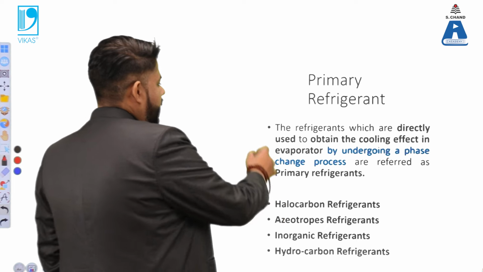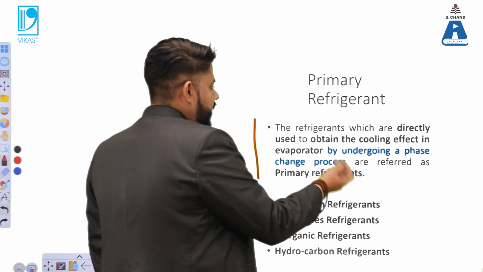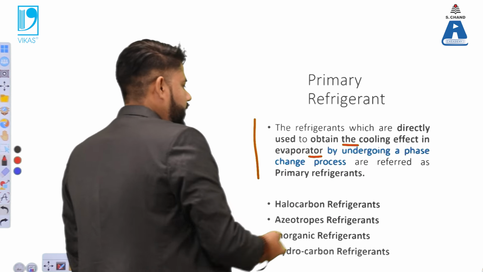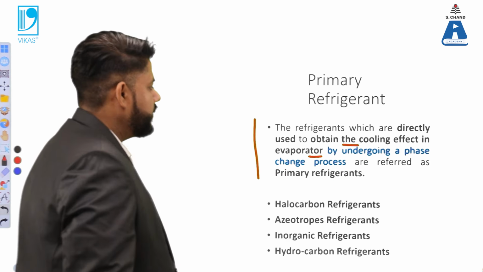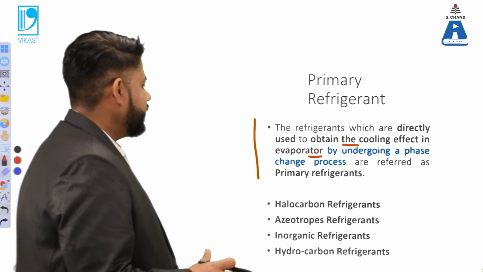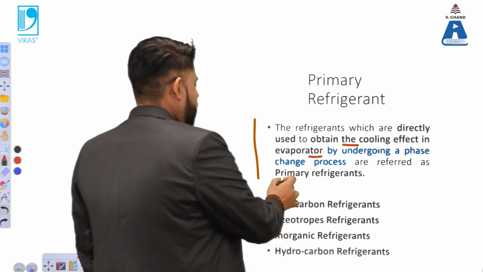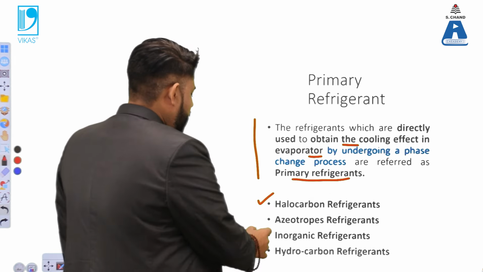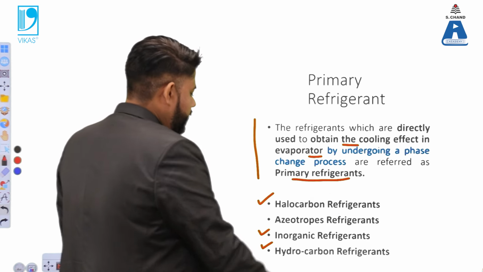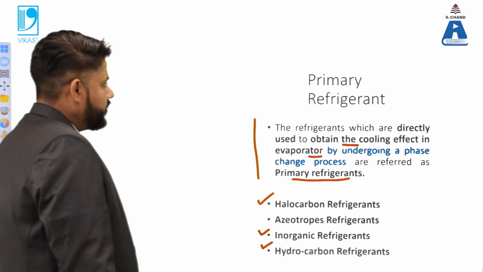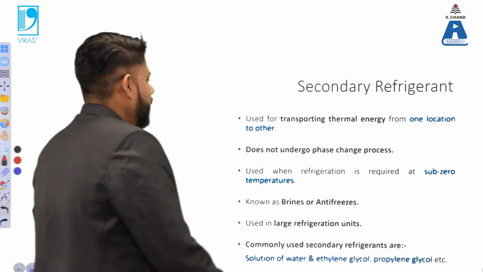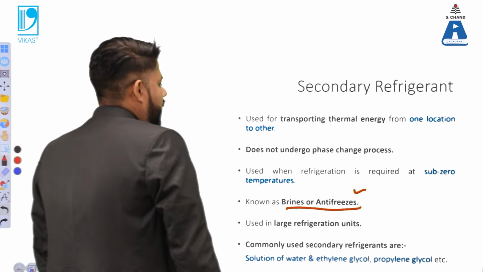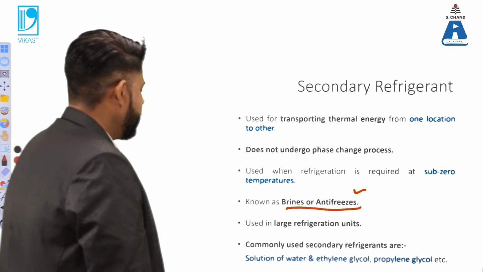If I look at the primary refrigerant, as I have told you, it is directly used to cause the cooling effect in the evaporator by undergoing phase changes, and that is why it is referred to as the primary refrigerant. Certain examples are halocarbons, azeotropes, inorganic refrigerants, or hydrocarbon refrigerants. And the secondary refrigerants, as I have already told you, are brines or antifreezes, and they do not undergo any phase changes.